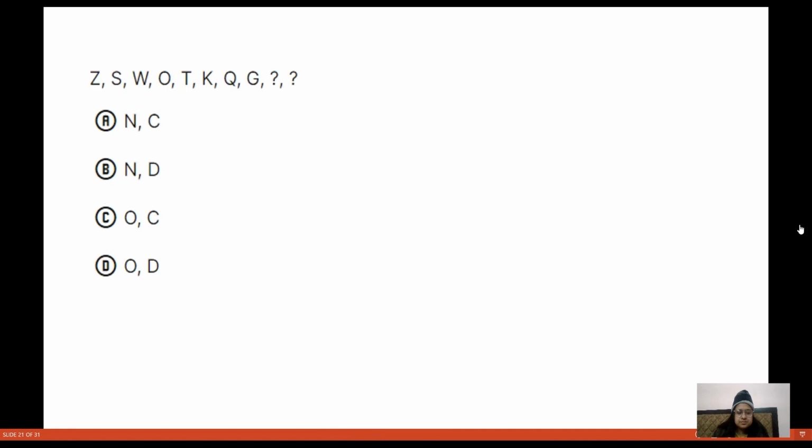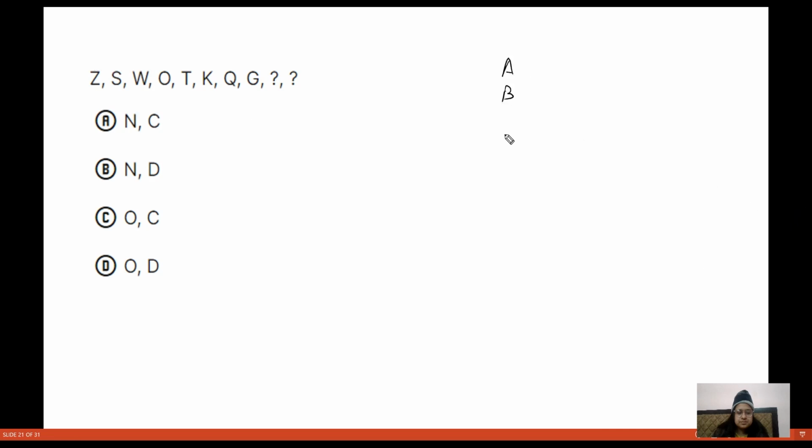Now you have this Z, S, W, O, T, K, Q, G, and dash dash. Okay, so let us see what is happening here. Now Z is what? Z is 26. S is what? 19. W is I think 22. Let's see now. Okay, let's see.